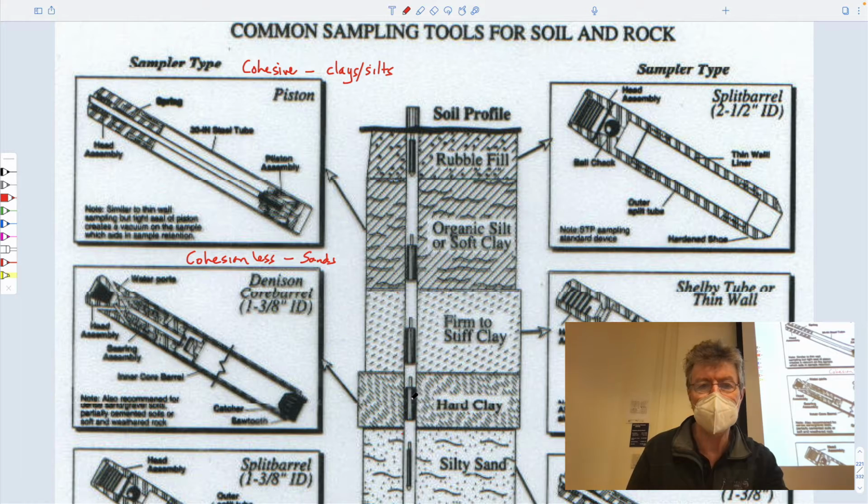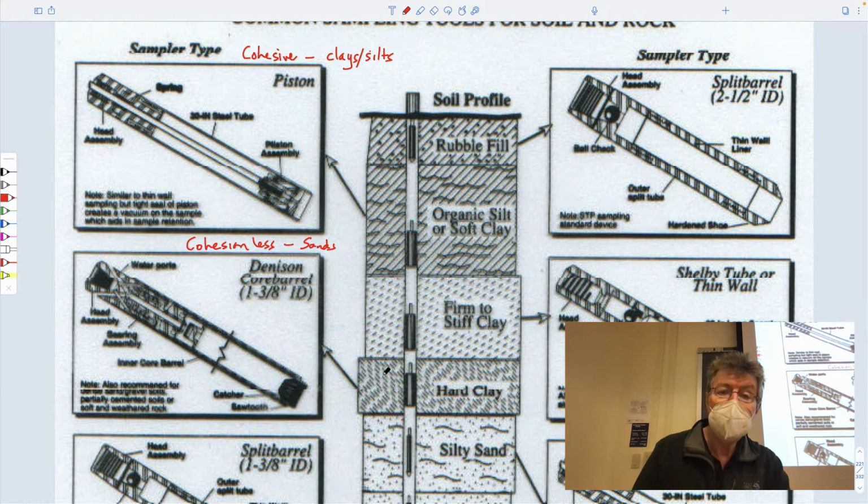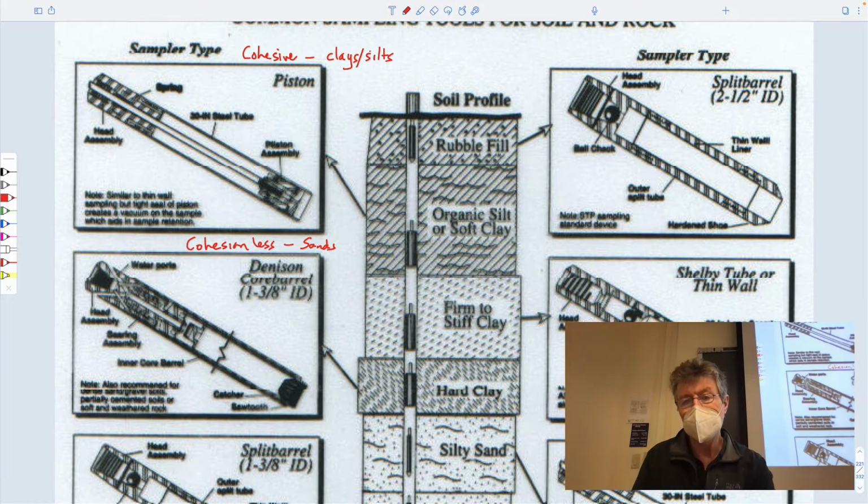So that's how you classify soils. In things that are soft and fine grained, like silts and clays, you'd use what's referred to as a thin wall sampler. So the wall of this is this part here, which is pretty thick. So 1/4 of an inch plus. A Shelby tube is a thin wall sampler. You can cut yourself on the thing.